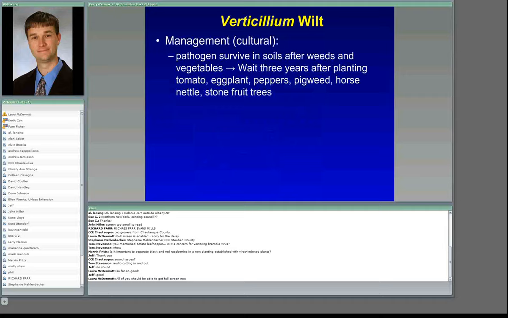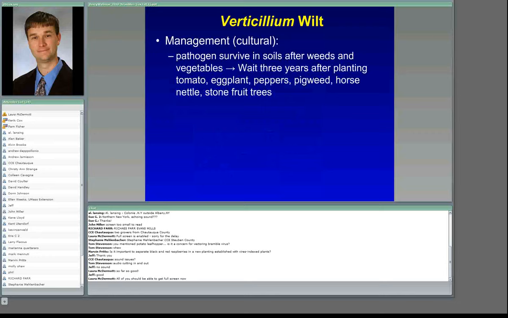Of course, it may not always be practical to wait 3 years, but it's something to consider if you have a planting declining and it was planted after one of these things. Including things like stone fruit trees, which are rather strange, but may be present in a diversified farm in the region. So it's something to watch out for.